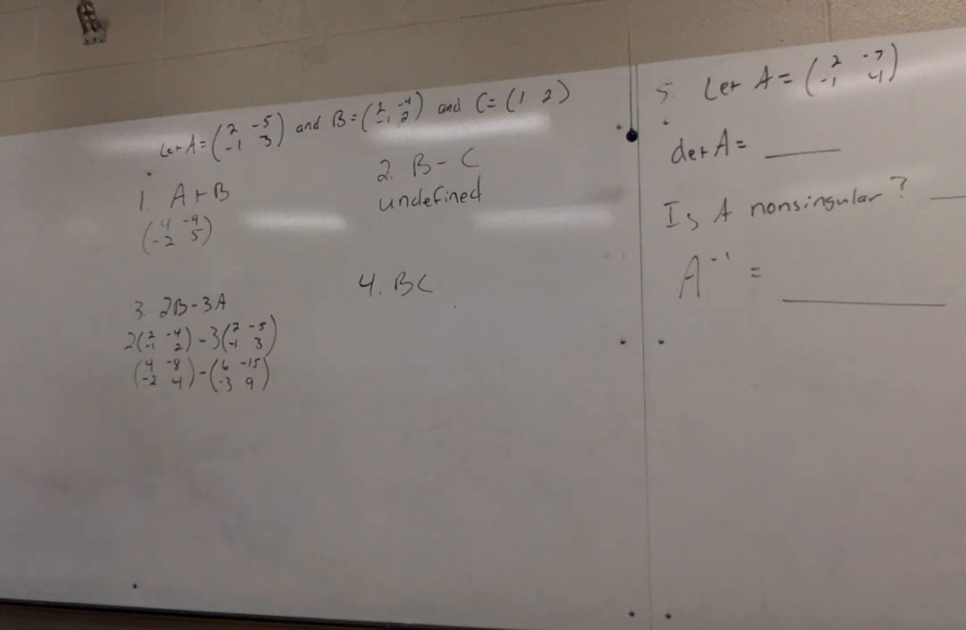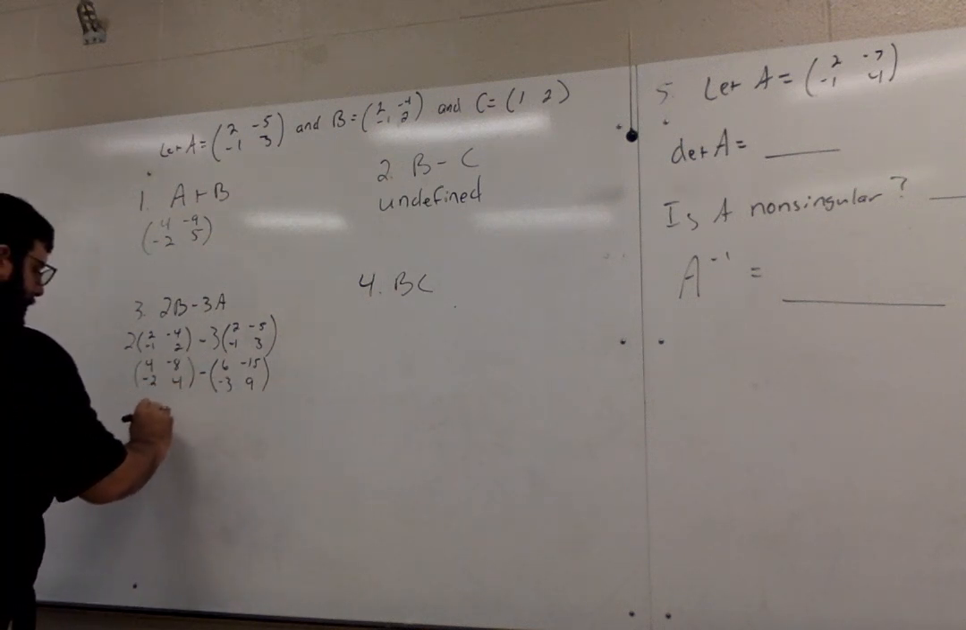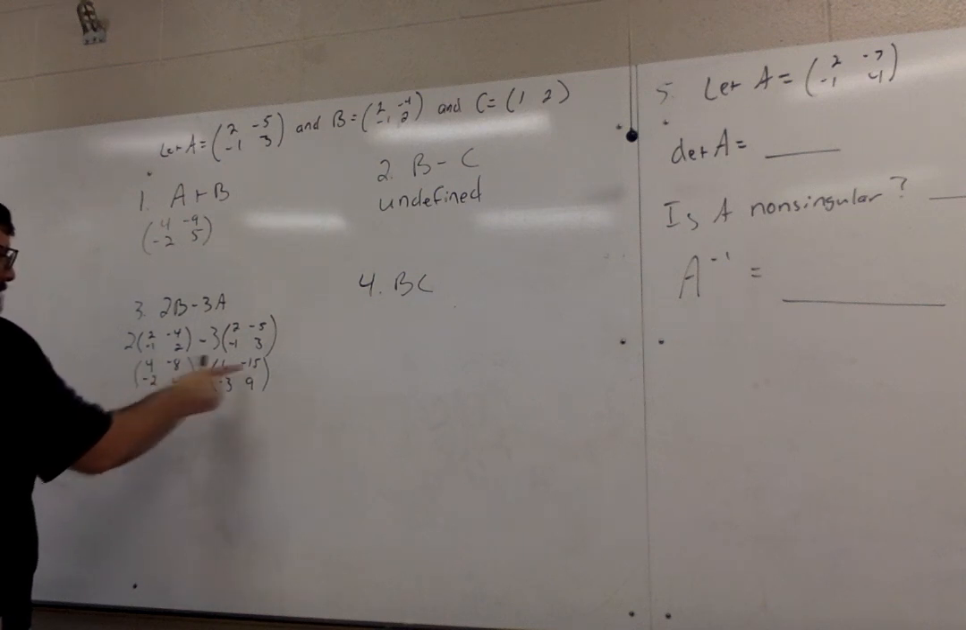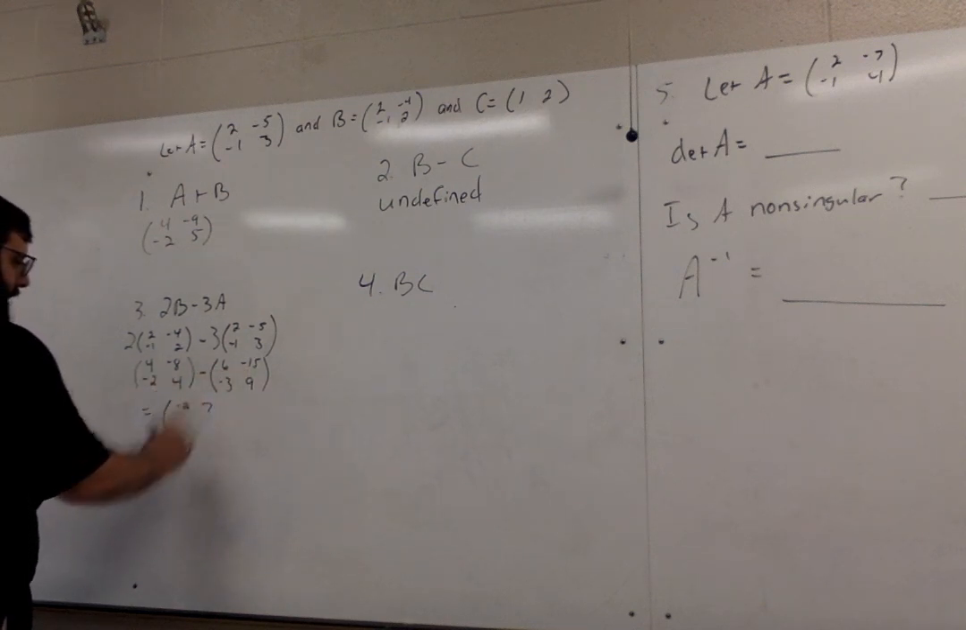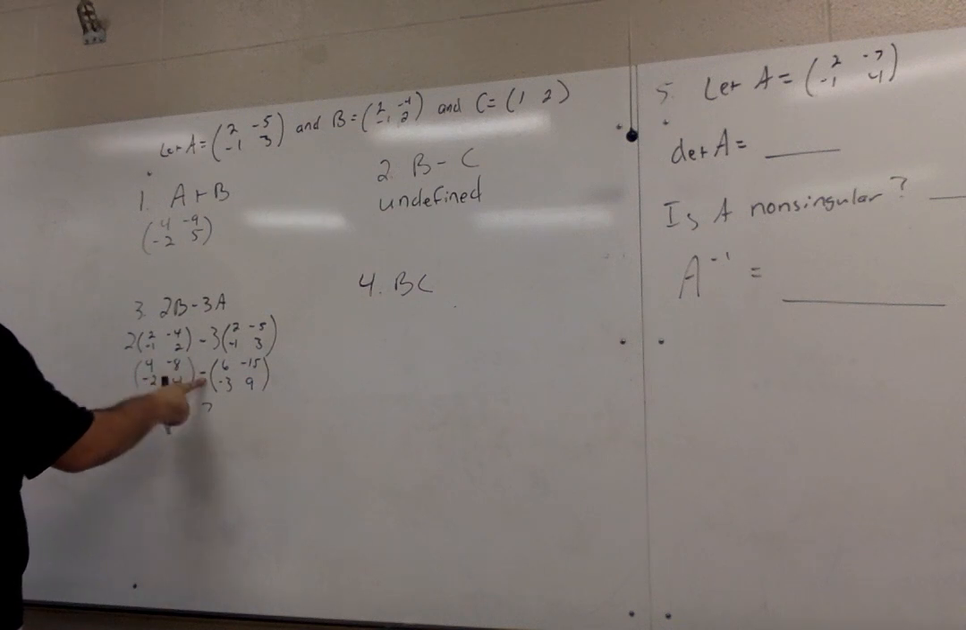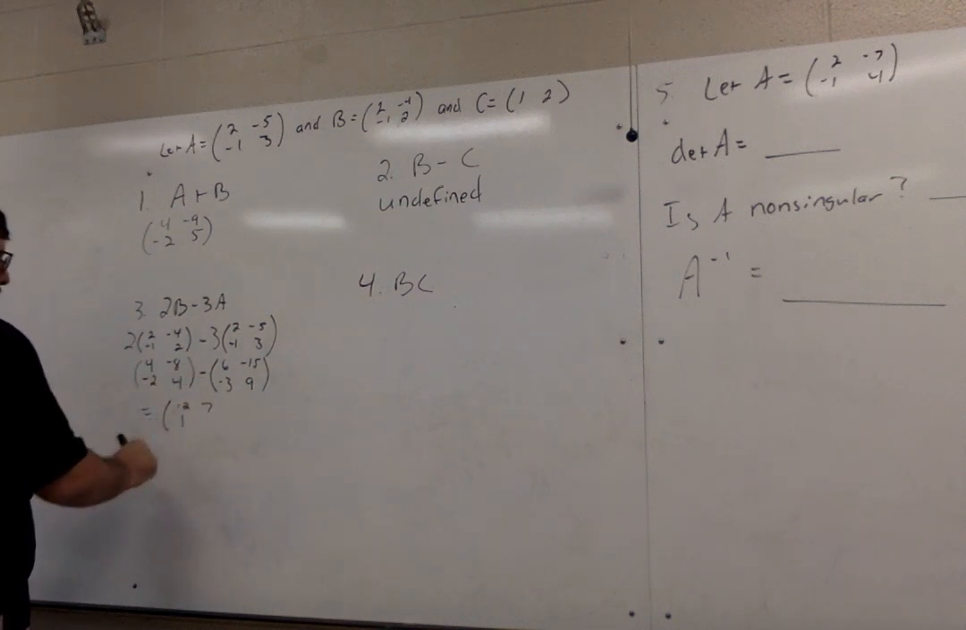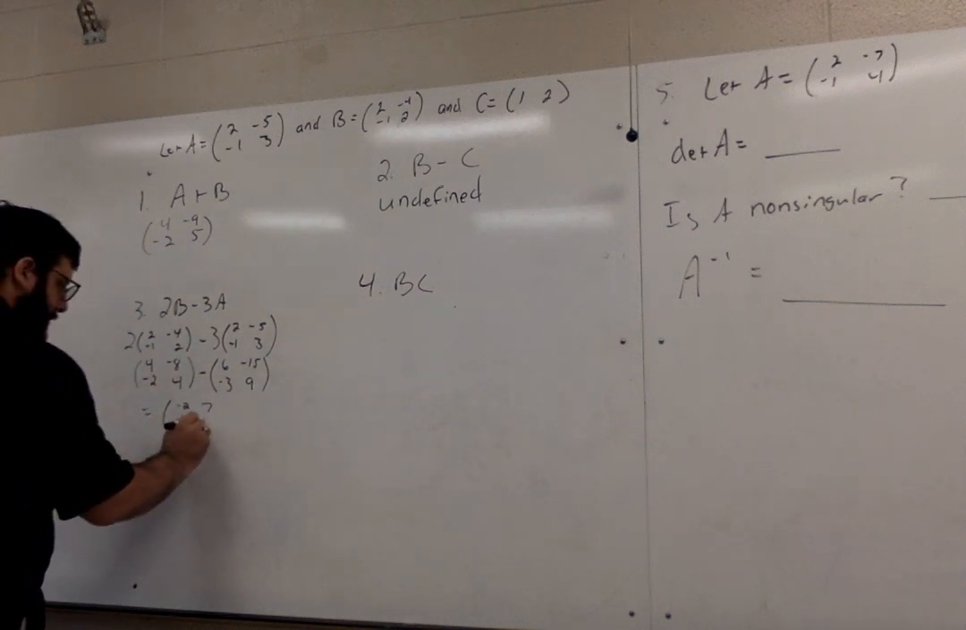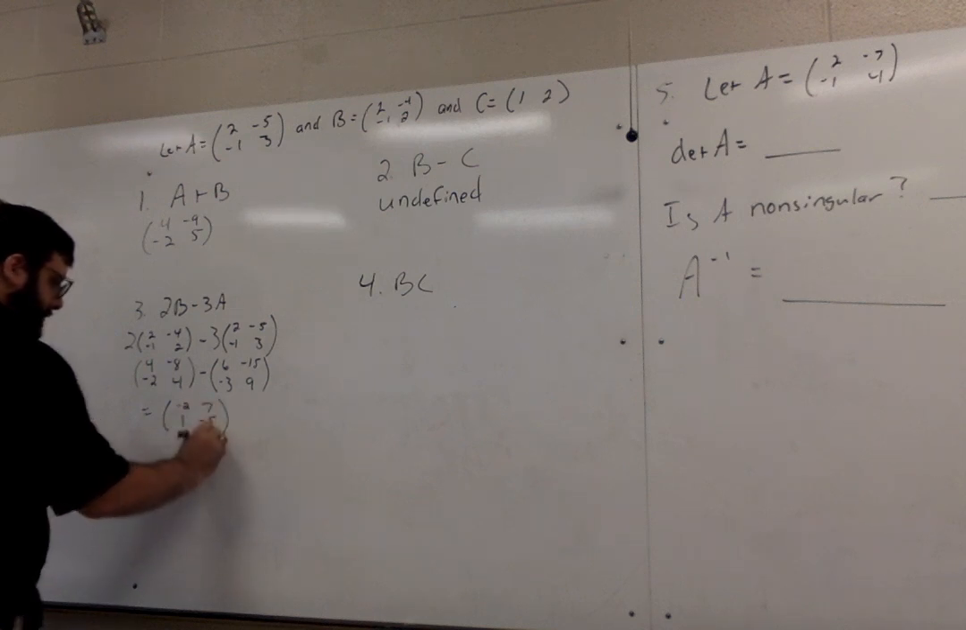4 minus 6 is -2. -8 minus -15 is 7. -2 minus -3 is 1. And then 4 minus 9 is -5.